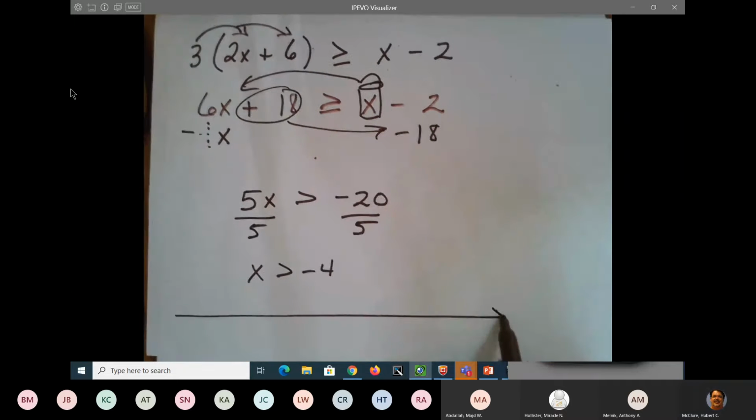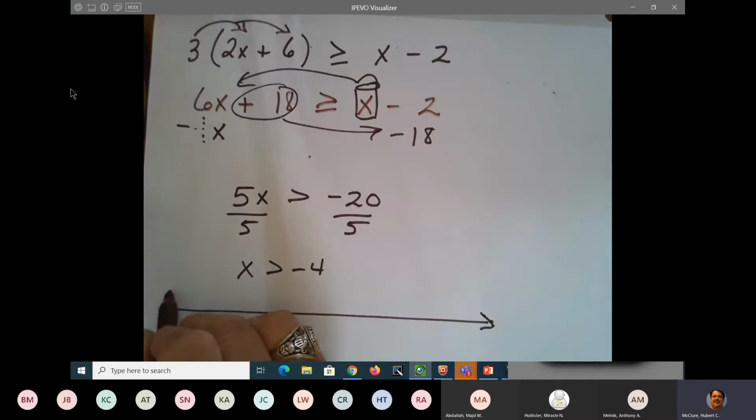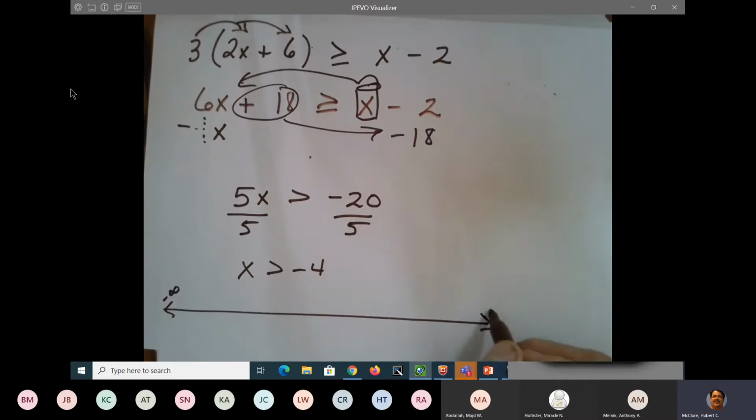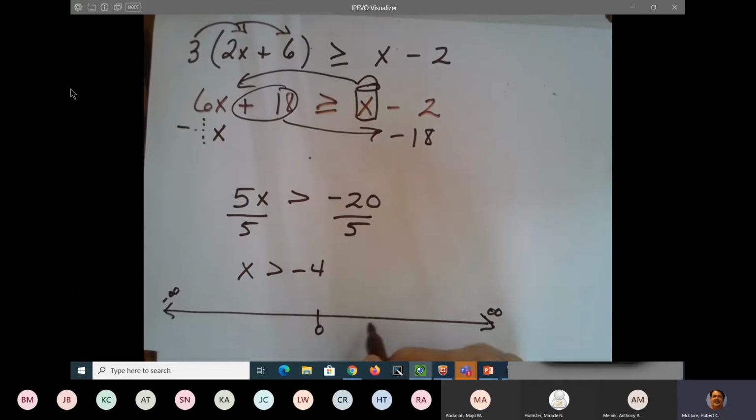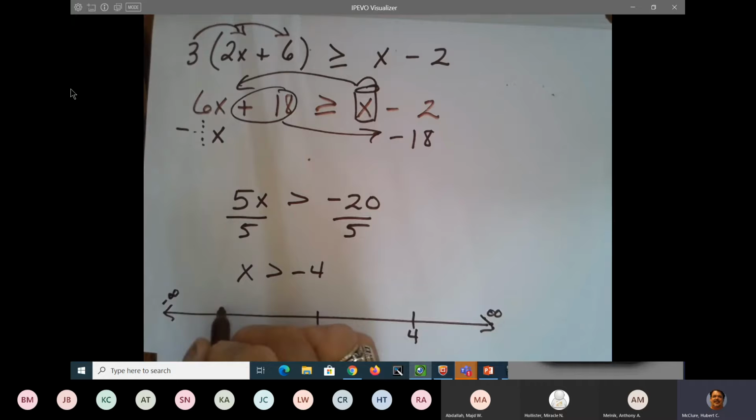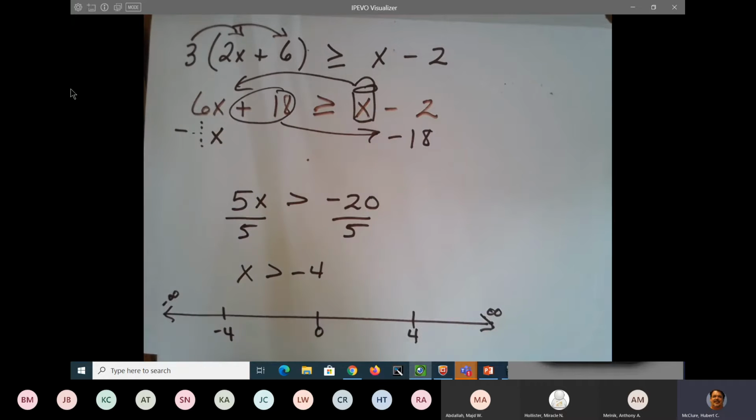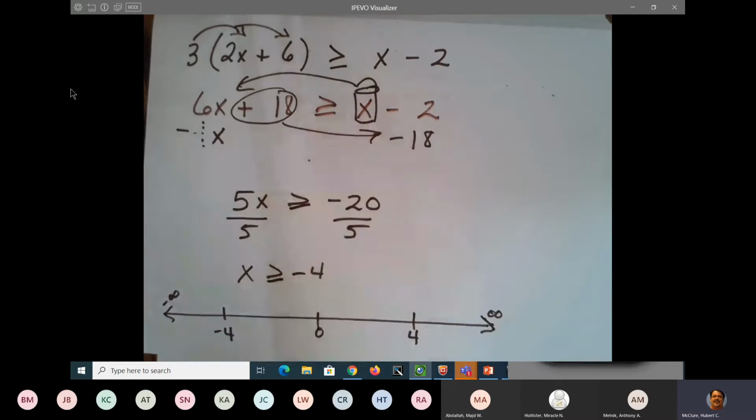Number line. Negative infinity, positive infinity, 0, 4, negative 4. Oops, drop my inequality. There we go. And that's going to be a closed circle. And what numbers are greater than negative 4? To the right or to the left? I think to the right. To the right. Thank you, Mr. Melnick. And that includes positive infinity.